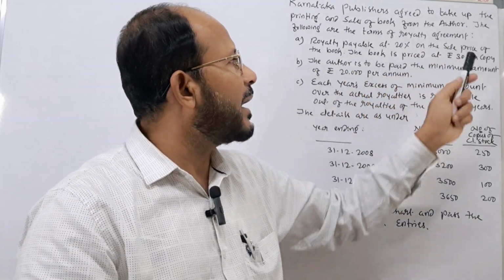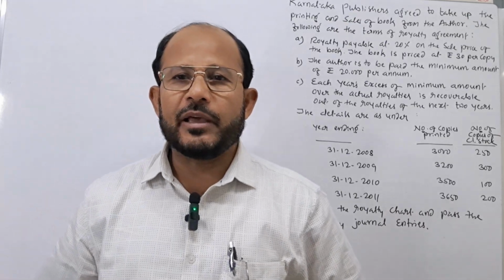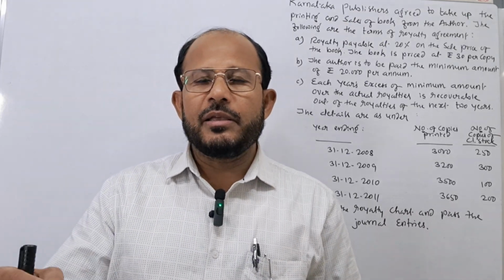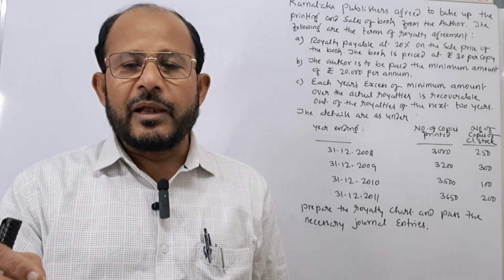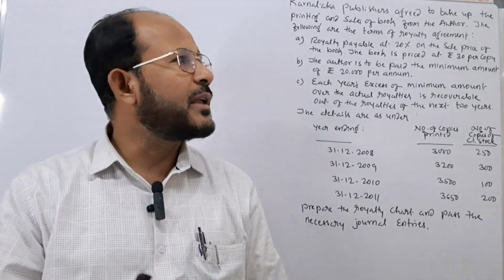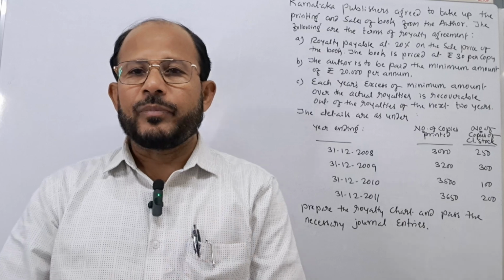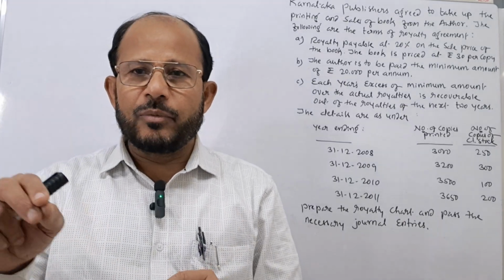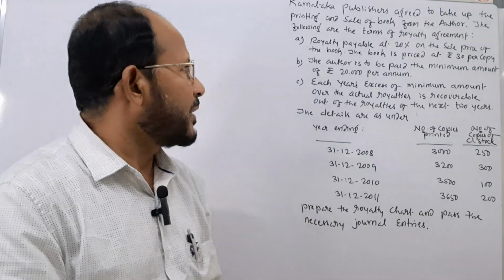The book is printed at rupees 30 per copy. Here, as per the royalty agreement, royalty is to be paid to the author at 20% of the selling price of the book. Here the selling price of the book is rupees 30 per copy. Therefore, 20% of rupees 30 is to be given as a royalty to the author.